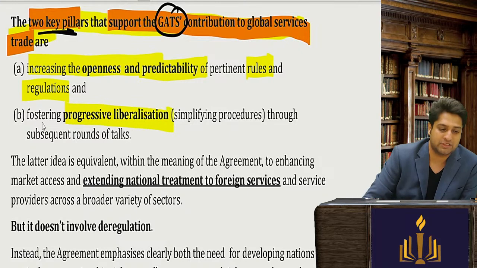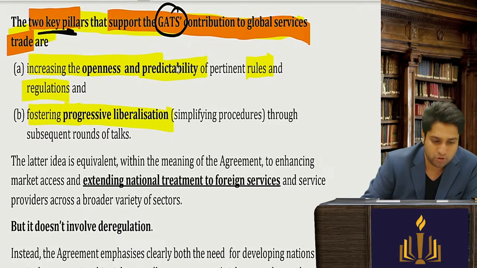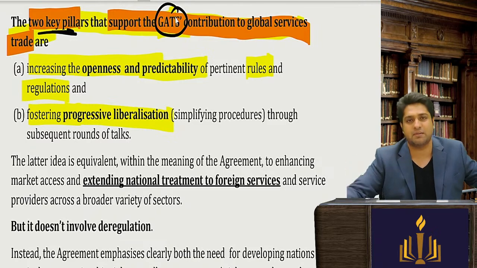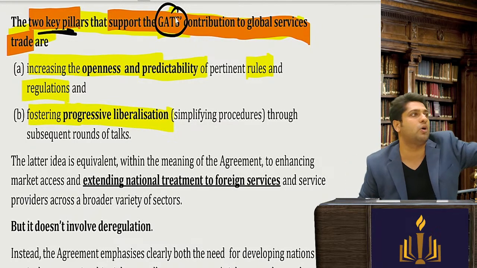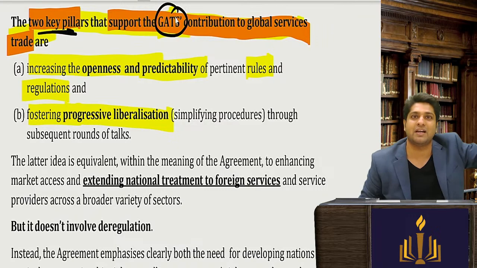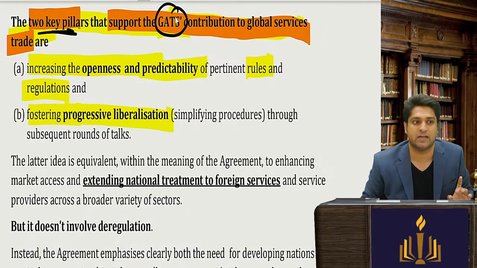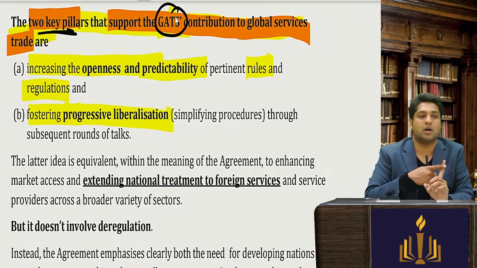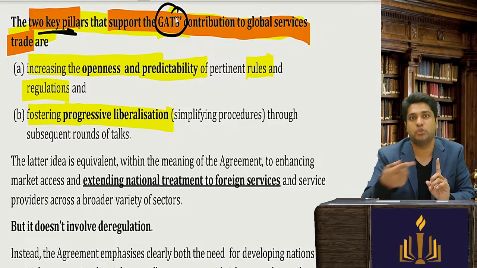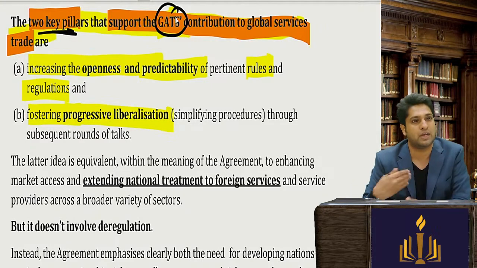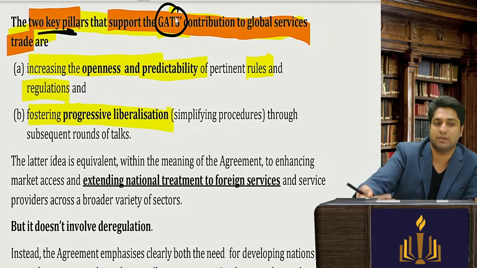Progressive liberalization. So again, GATS has helped not only in increasing the predictability of rules. Predictability of rules means I can assume what will be the laws here. If every country started having a different law, it will become very difficult to do international trade. It's very important to have similar uniform rules, and GATS has also helped in progressive liberalization.